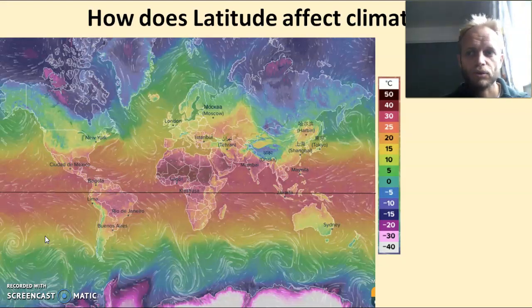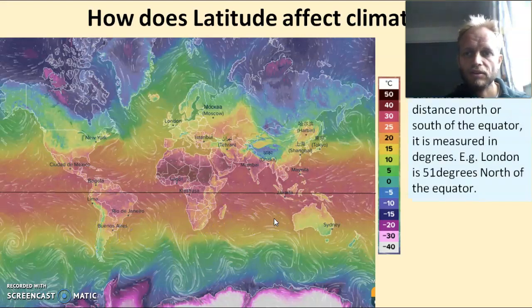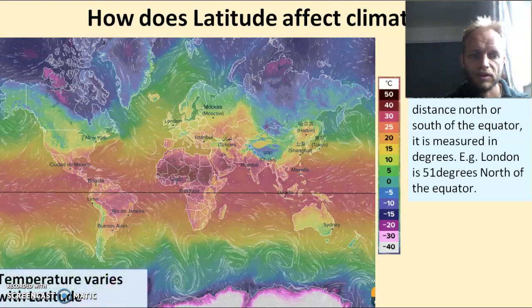If you're not too sure what latitude is, can you just jot down this definition for us? So there's a definition on the right coming up. So latitude is the distance north or south of the equator. It's measured in degrees. So for example, London is 51 degrees north of the equator. And as I said, you should have seen the temperature varies with latitude. As we get further away from the equator, it tends to get cooler.